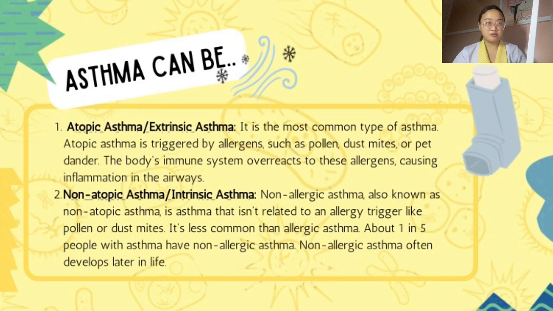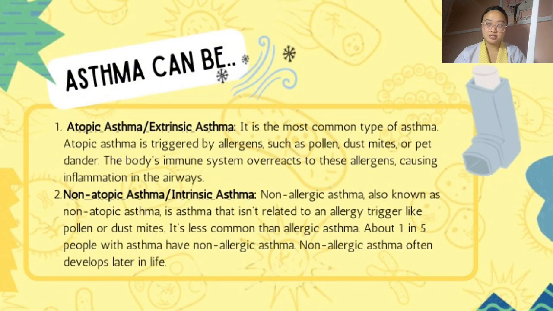There are two types of asthma: atopic asthma, or extrinsic asthma, and non-atopic asthma, or intrinsic asthma. When we say atopic asthma, the triggers are allergens such as pollen, dust mites, or pet dander. The immune system overreacts to these allergens, causing inflammation in the airways.